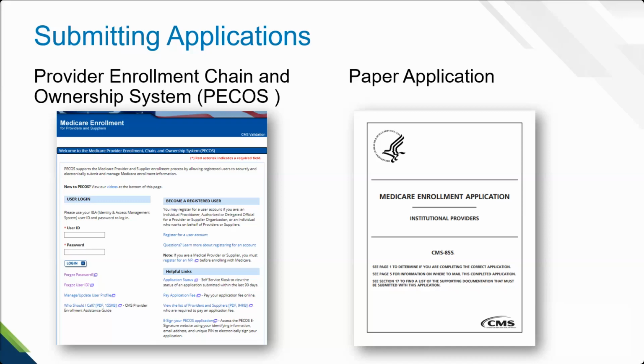So I would always encourage you to take a look at PACOS. You'd also be able to see, from a revalidation perspective, the information that we have finalized on your record in PACOS 24/7, 7 days a week. So PACOS is always available and you're not reliant on the mail.